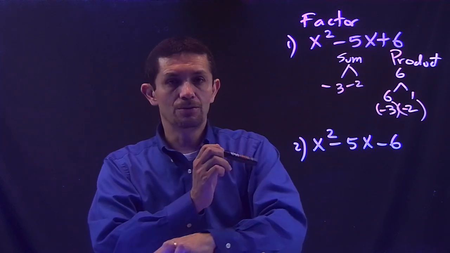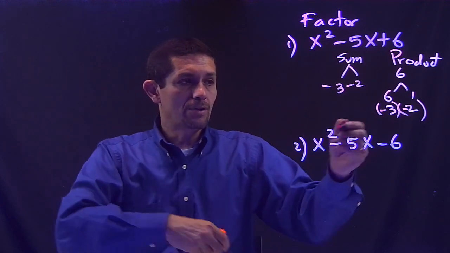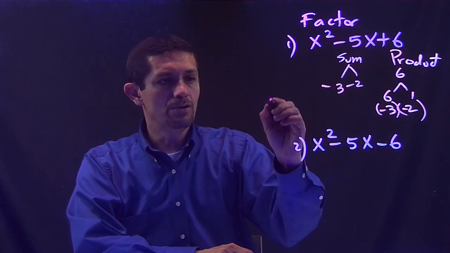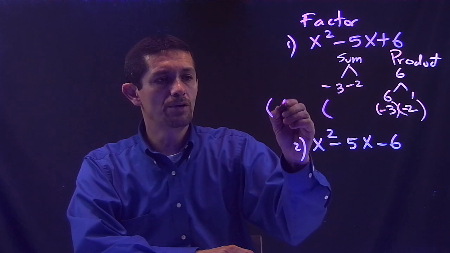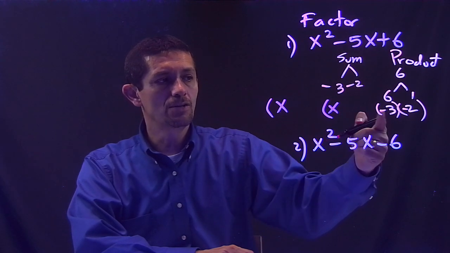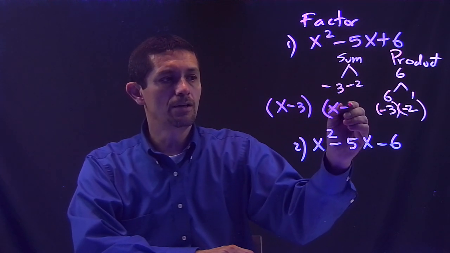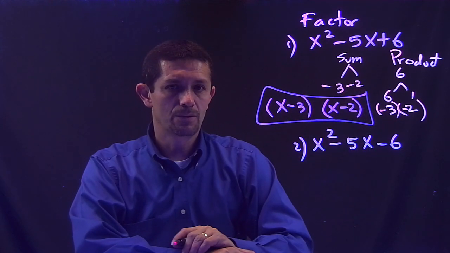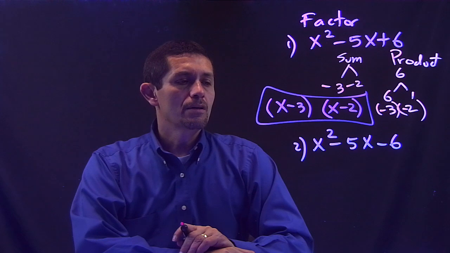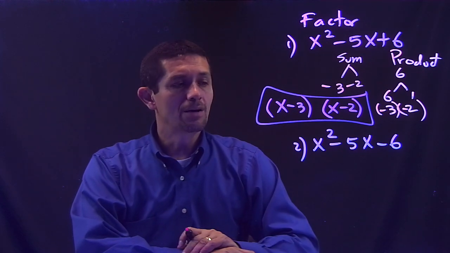Now to write the answer, now that I have my numbers, you open two parentheses, two factors. The x squared breaks into x and x, and you bring down your negative 3 and negative 2. And that's your answer for number 1. Now let's do number 2.